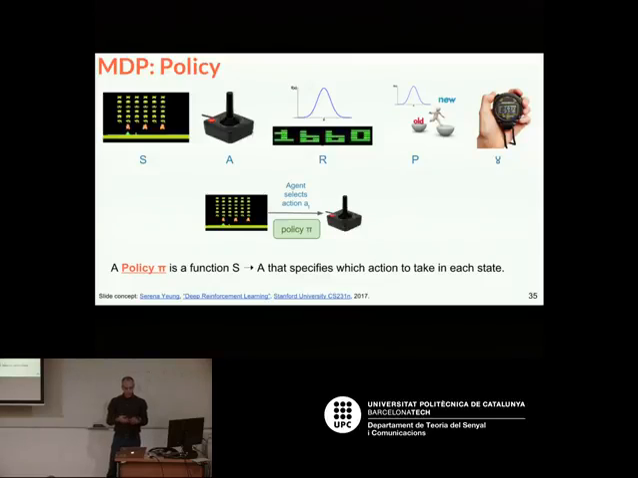And this policy allows the agent to choose an action based on a certain state, and it's a Markov decision process. Based on the current state, that's all we need to know. So that's what the agent will need to apply the policy.